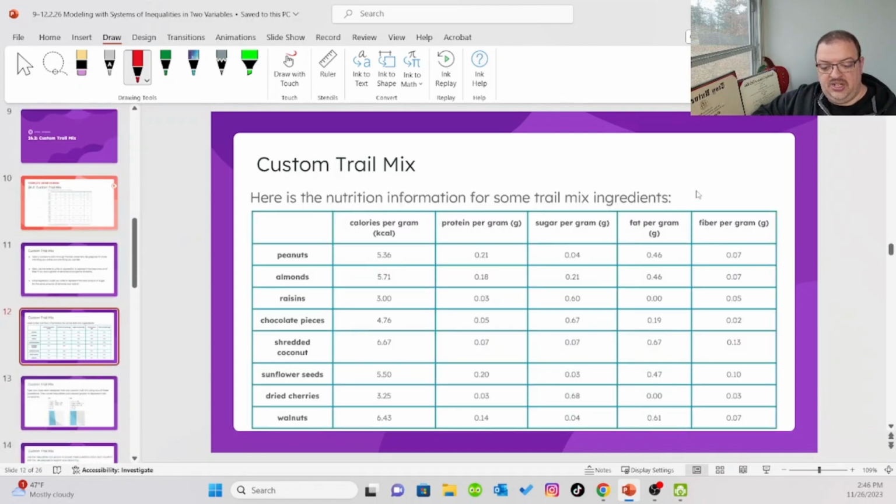Here's the nutrition information for some trail mix ingredients. We have peanuts, almonds, raisins, chocolate pieces, shredded coconut, sunflower seeds, dried cherries, and walnuts. We have calories per gram in kilocalories, protein per gram in grams, sugar per gram in grams, fat per gram in grams, and fiber per gram in grams.